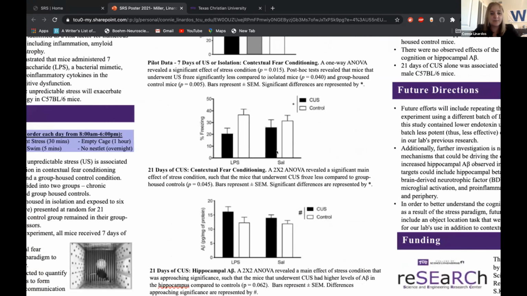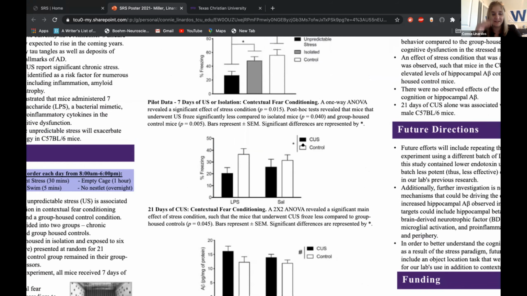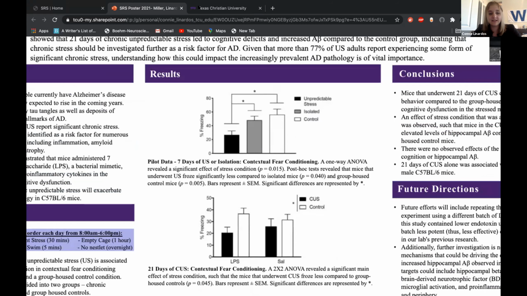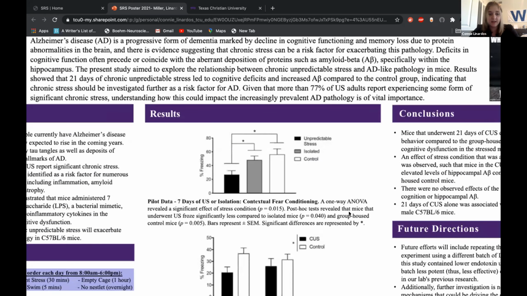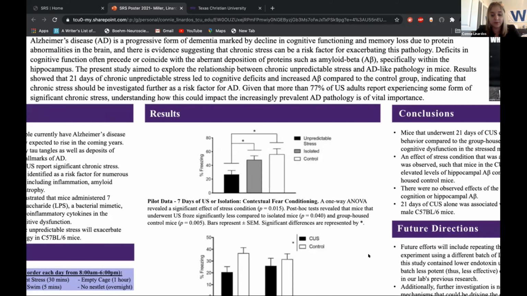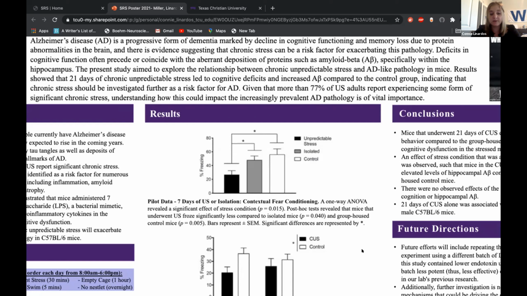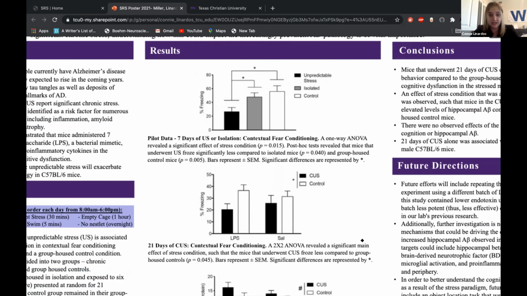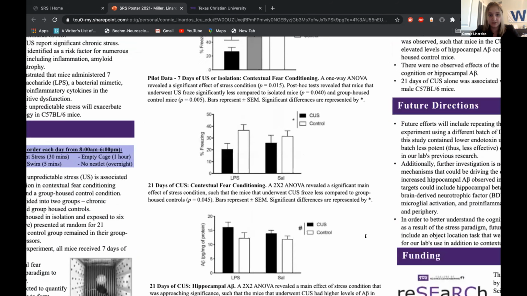Great. So Shelby's going to pull up this pilot data up top. If you can see on that first graph, this is from those 7 days that we did of unpredictable stress compared to a group that was just in isolation, as well as our group control housing. So as you can see from the 7-day study, we determined that mice in the unpredictable stress group froze less compared to both isolation and control groups, which indicates that there is greater cognitive dysfunction in the unpredictable stress group.